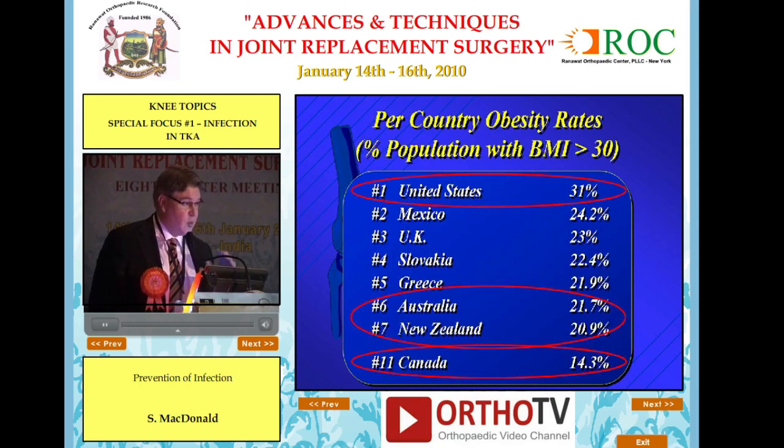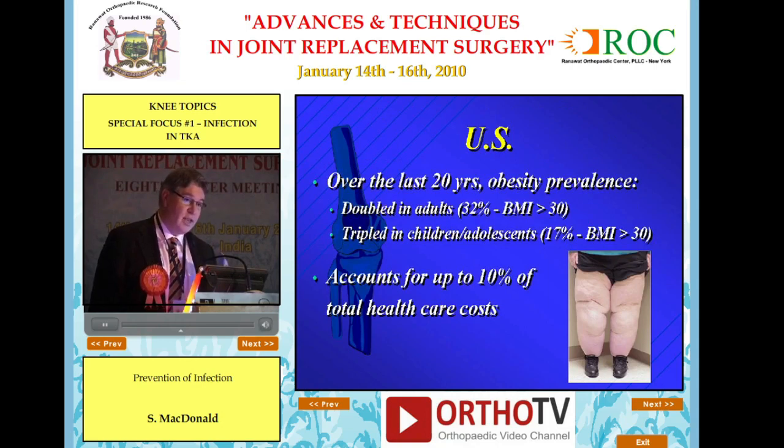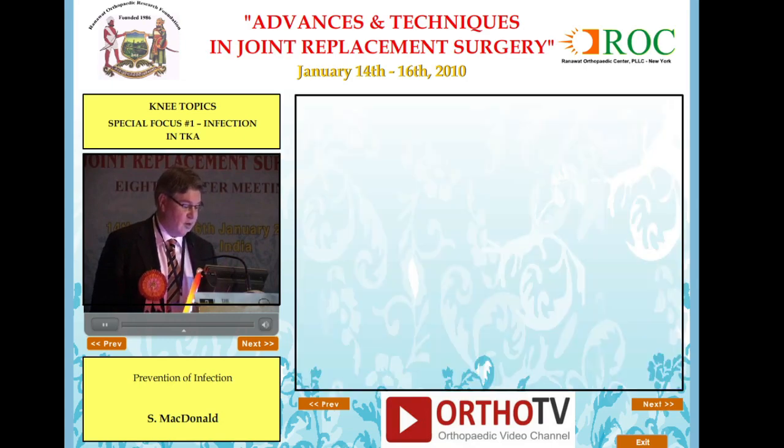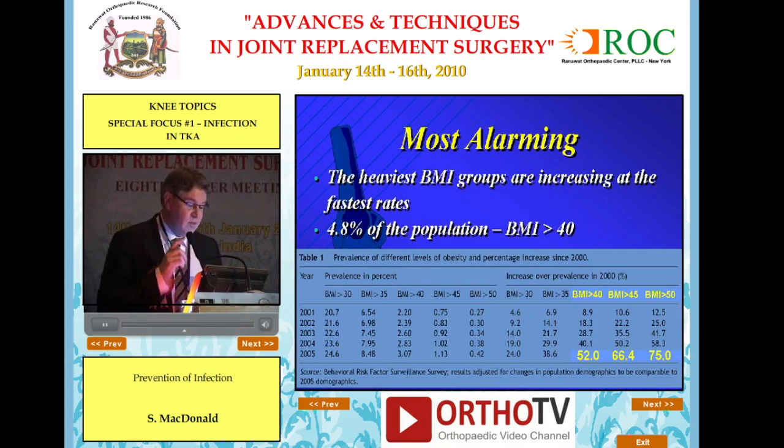That's a bit of an issue because obesity rates are skyrocketing, and the United States gets to win. Yay, they win on this one with the highest obesity rates, but many countries are following suit. What's shocking is that over the last 20 years, obesity prevalence has doubled in adults and tripled in children, to the point where now a full third of American adults are obese, and it accounts for up to 10% of total healthcare costs. The heaviest BMI groups are increasing at the fastest rates, and 5% of the U.S. population has a BMI of over 40. When I started in practice, my own BMI was a bit less too, actually, but my patients' average BMI was 29, and now it's just under 34.